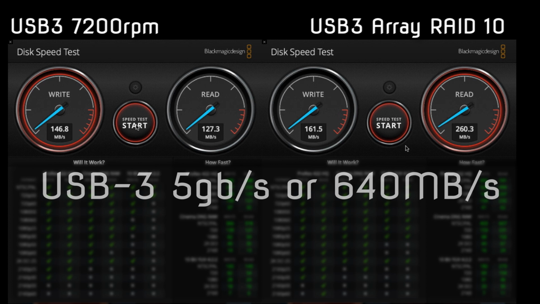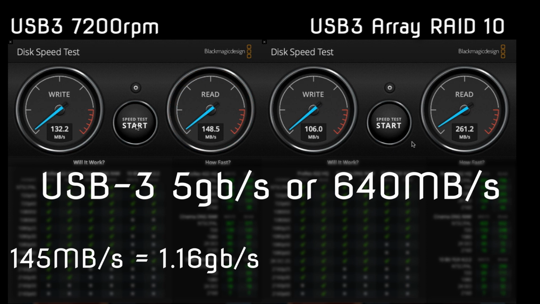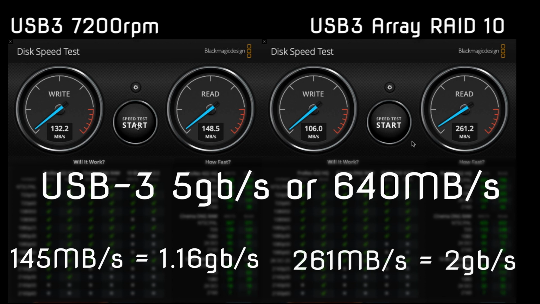USB 3 is capable of 5 gigabits per second, or 640 megabytes per second. The drive on the left obtained 145 megabytes per second, or 1.6 gigabits per second. The array achieved 261 megabytes, or 2 gigabits per second. Neither came close to even half the USB 3 standard. This is why you should discount the marketing hype and run real-world tests to get an idea of how fast your system will move data.